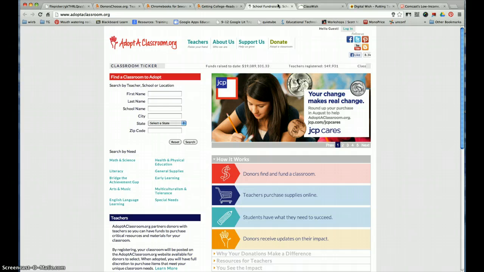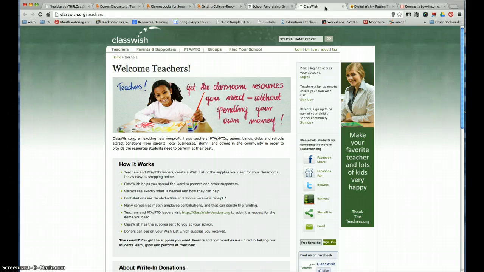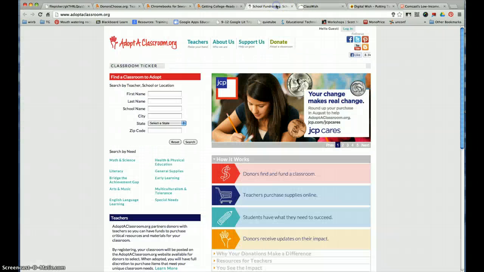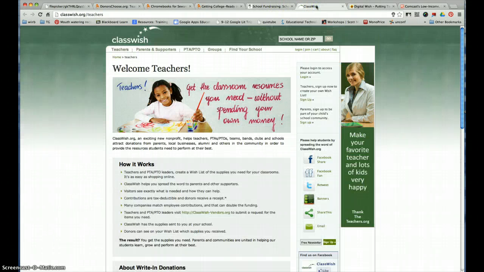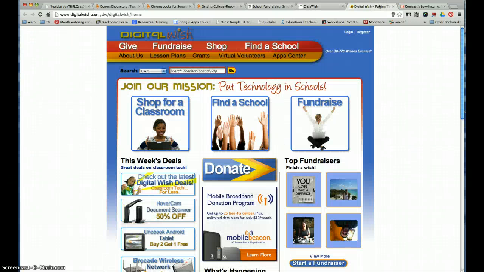Adopt a Classroom operates on a similar approach. The teachers go in and you put in what you're looking for, what you'd like to fund, or what you'd like to ask people to do, and then people who have money and companies come in and search and find things that they believe in that they would like to support. Exact same concept is Class Wish. So really, Donors Choose, Class Wish, and Adopt a Classroom, they're all the same. The teacher describes the project, puts it out to the public, and the donors decide what they would like to support.